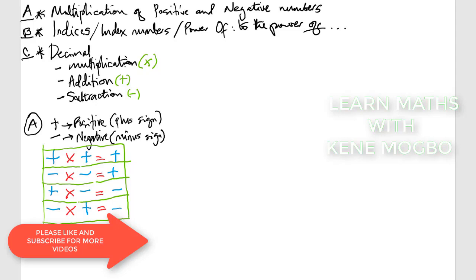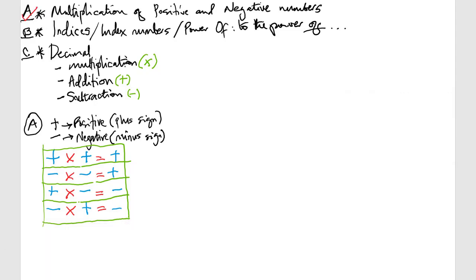In this lesson, we're going to talk about multiplication of positive and negative numbers. We're going to be talking about indices. We're going to talk about decimals, multiplication of decimals, addition of decimals, and subtraction of decimals. So we'll move straight to talking about multiplication of positive and negative numbers.